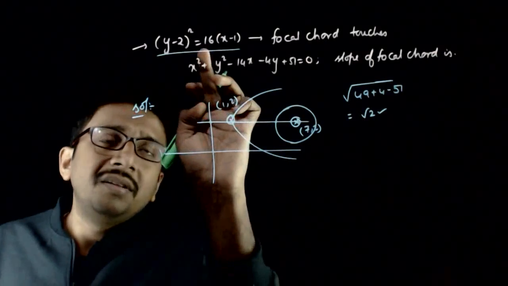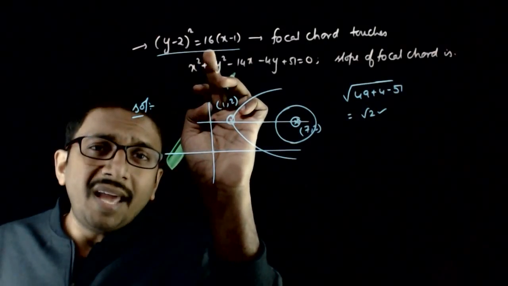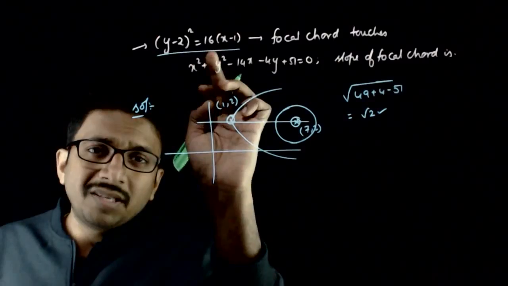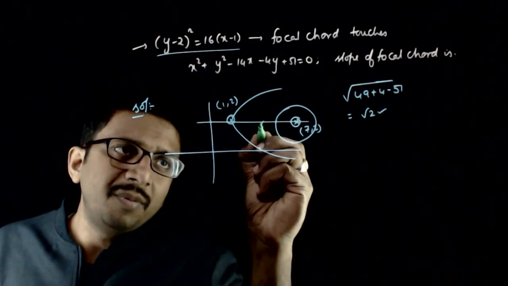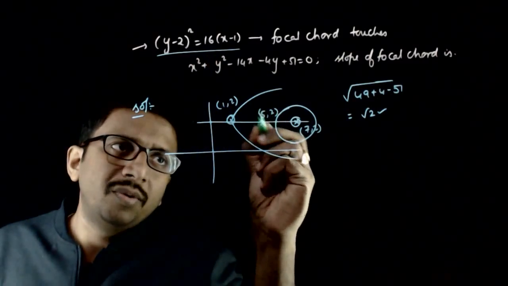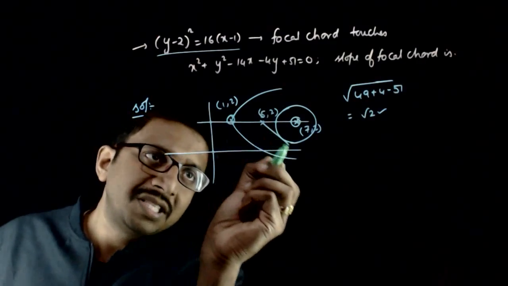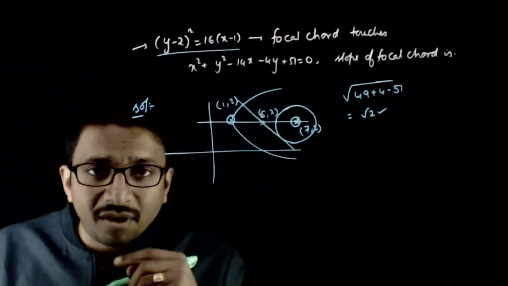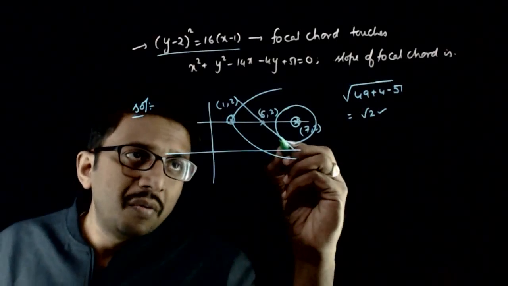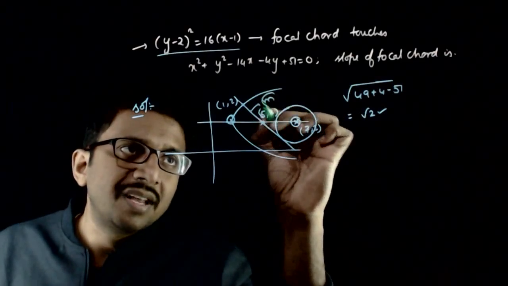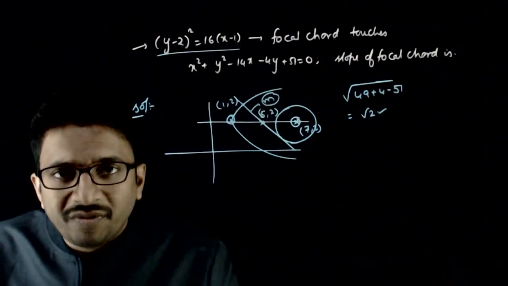Now, the a value of this parabola is 4. So the focus will be at (5, 2), right? Now, if I draw a focal chord which touches this circle, what is the slope of this line? That's the question. What is the slope of this line?